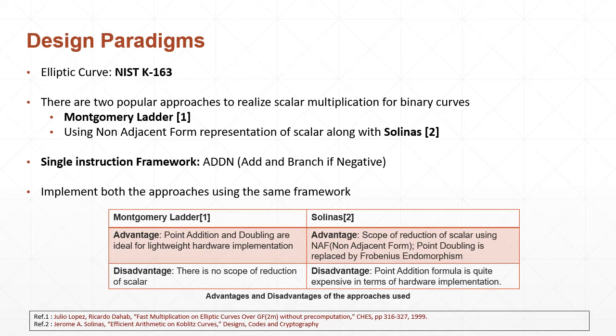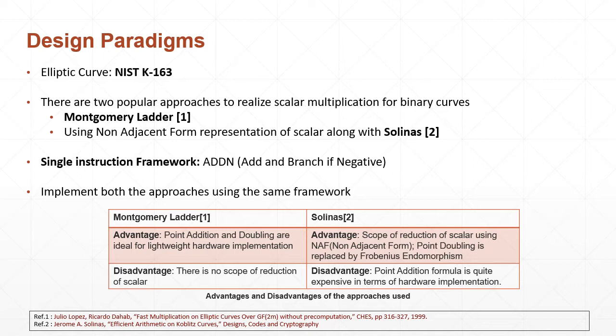In the proposed work, we will be implementing the scalar multiplier over a NIST K163 curve. We will be employing two popular methodologies. First, a Montgomery ladder technique. Second, a method proposed by Solinas, where we will be using the non-adjacent form of the scalar. For the single instruction framework which we have chosen, we will be using addleq as the appropriate instruction. Both the approaches will be implemented within the same framework without any additional cost of hardware.